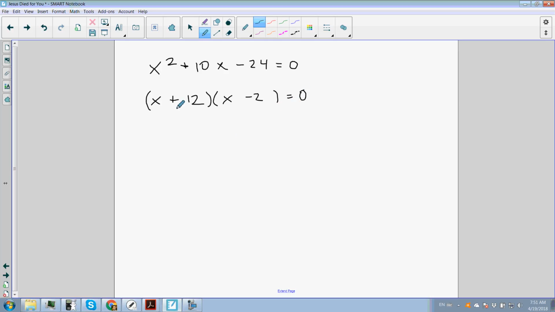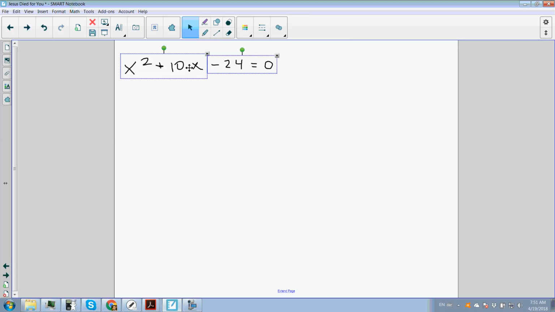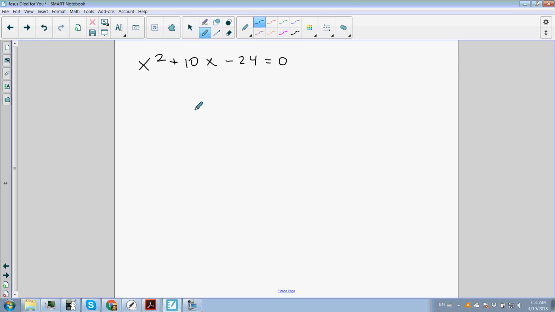And so this would mean in order for this product to equal 0, one of these factors would have to equal 0. So x would have to equal negative 12. That would make this factor equal 0. Or x would have to equal 2. That will make this factor equal 0. All right, so now let's solve it using the quadratic formula.